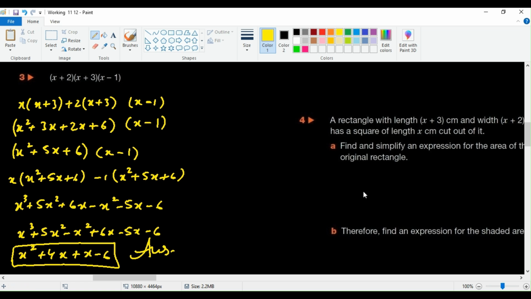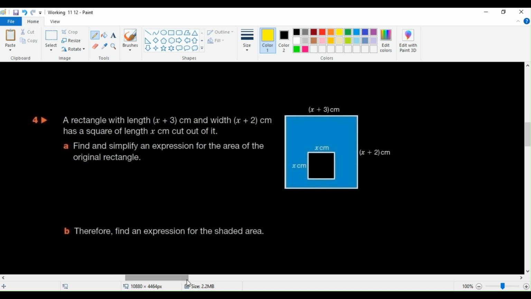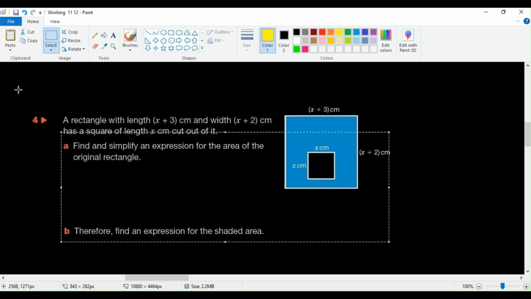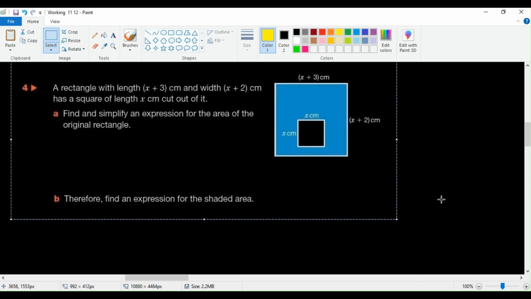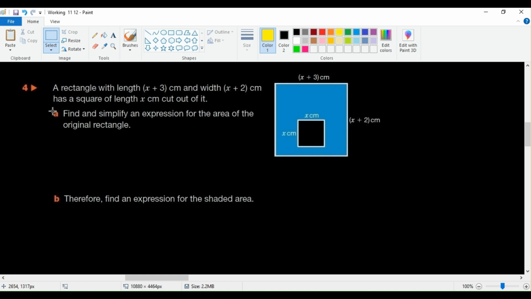Now moving on to the next question, which is question number 4. As you can see, I will bring it a little over here. In here it says we need to find an expression for the area of the original rectangle. The expression is going to be x plus 3 and x plus 2. This is the expression for the area of the original rectangle.